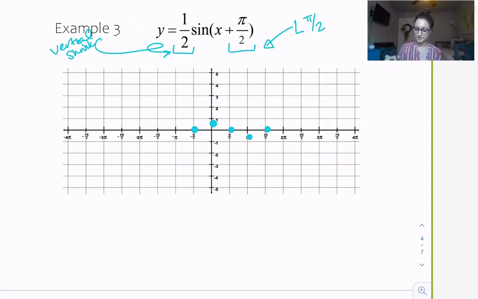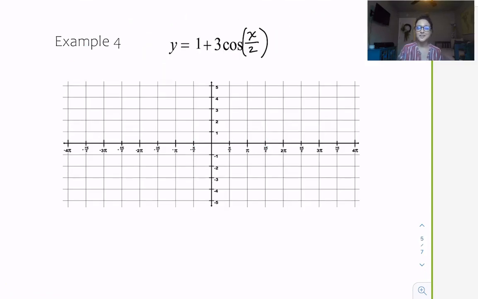So we should be approximately there. So my new function looks like this. Again, concave down, concave up. So again, I have a vertical shrink by a factor of 2, and I have a phase shift of pi over 2 to the left.